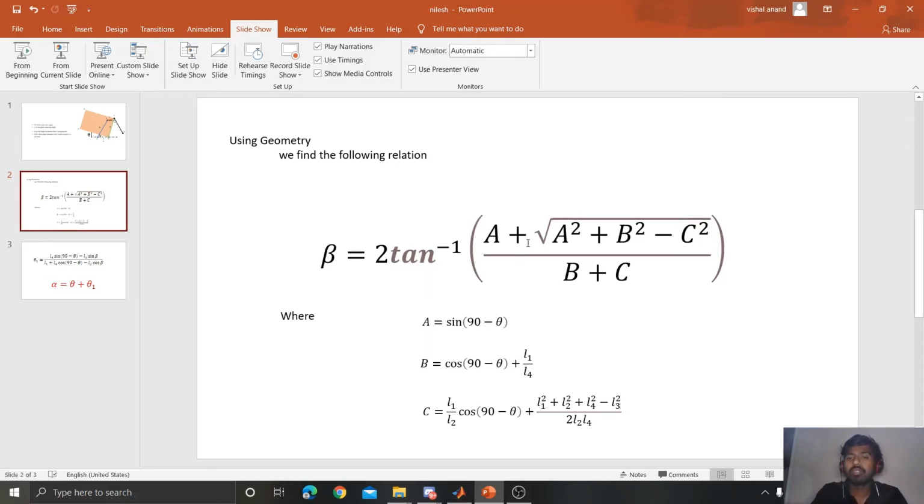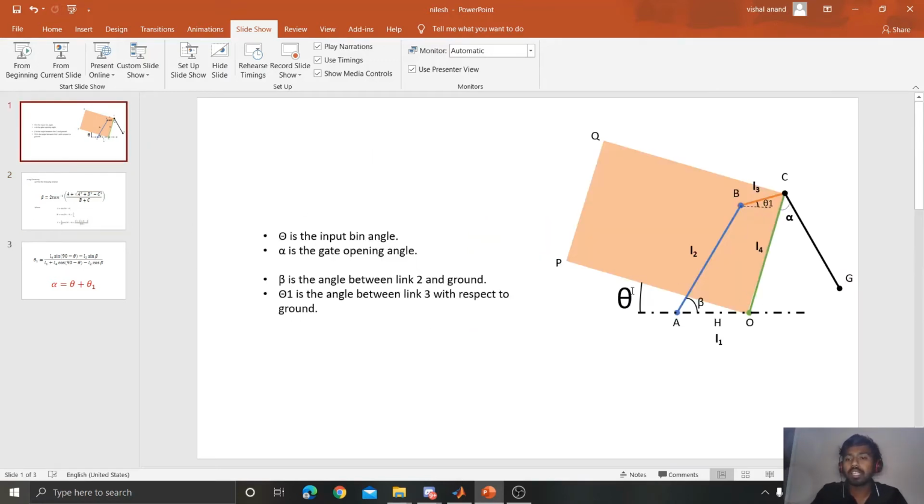Here you can see that I use the plus sign only. It is because of the cross configuration. In the minus sign, we would get the uncrossed configuration. And you can see that I use 90 minus theta. Basically, theta is this angle, and 90 minus theta will be this angle.